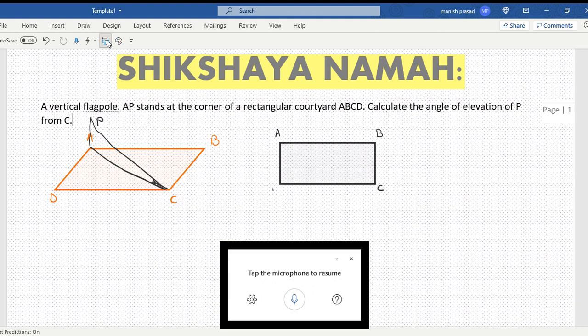No, did you write down the question? No, I dictated the question. A vertical flagpole AP stands at the corner of a rectangular courtyard ABCD. That is what is written. Not visible? One second, I'm going to rejoin. Okay.